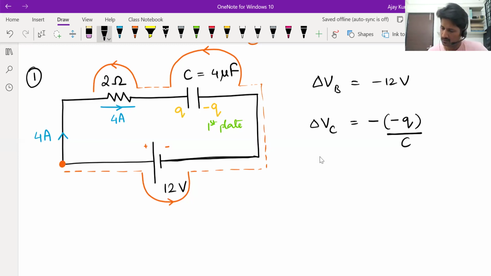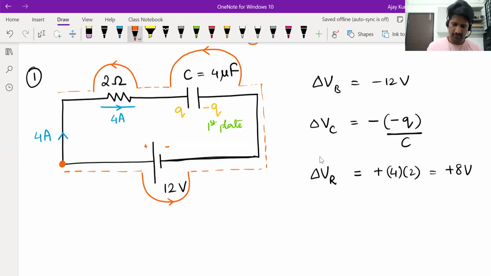Anugraha, tell me how to write potential change across a resistor when you go opposite to the current. Positive. It's positive. Plus IR. So it becomes plus 4 into 2, that is plus 8 volts. And I continue moving along the loop. I find myself coming back to the starting point. No other elements are there.